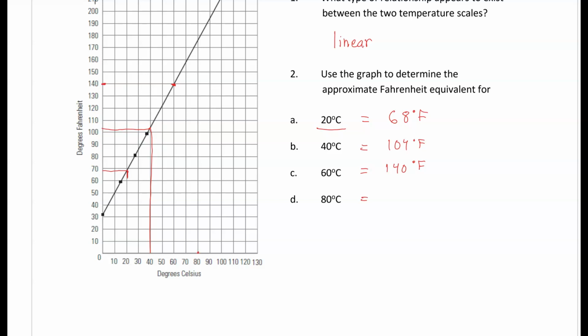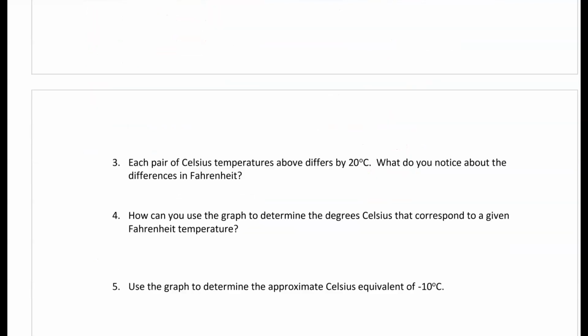And last, we have 80 degrees Celsius. Well, 80 is here. We go all the way up. It's going to bring us right to here. And if we bring our line across, it's going to fall somewhere right around here. So this will be approximately 176 degrees Fahrenheit. So that's just using our graph to approximate what the difference between Celsius and Fahrenheit would be.